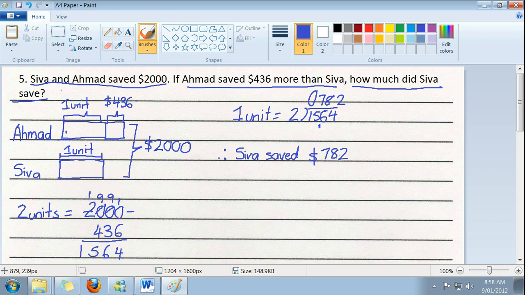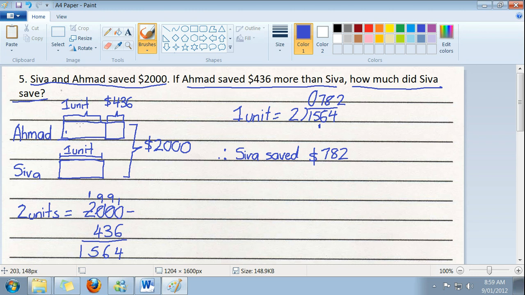Let's go over my working out one more time. The question was, Ahmed saved $436 more than Siva. So that's why I drew a bar here. The bar we did not know. But because these two bars were the same, only that Ahmed had $436 more, I could label this as one unit and this as another unit. And you'll notice if you think back to the previous problems I did, I always drew them like this, but I also labeled some bars as one unit because they were the same. And once I did that, most of the time I subtracted and then divided it to get the amount.